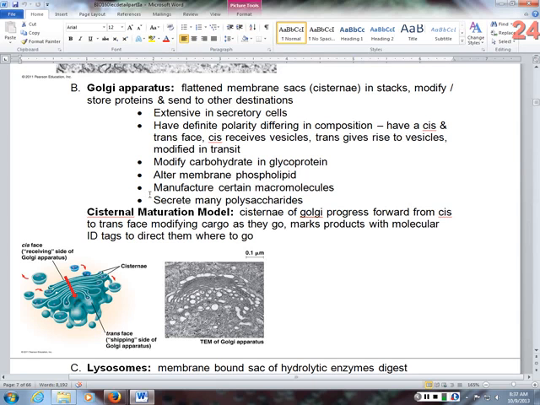So it helps to modify the carbohydrates that you find in glycoproteins. Helps to alter membrane phospholipids. It can be used to make certain macromolecules in the cell, make a lot of polysaccharides.